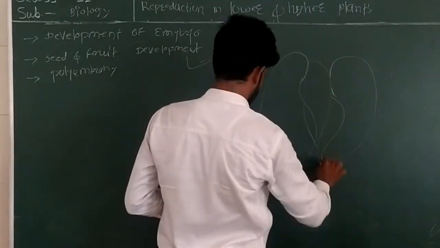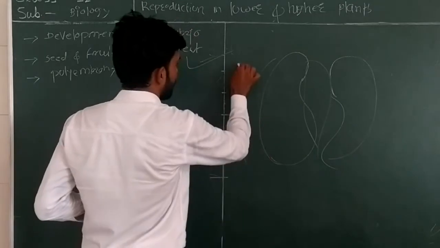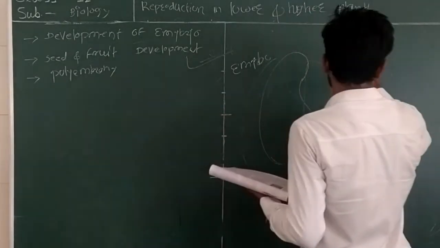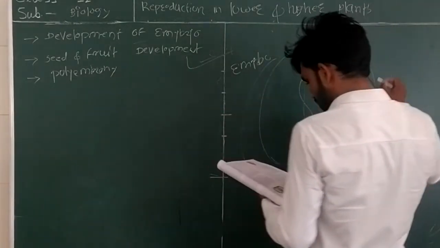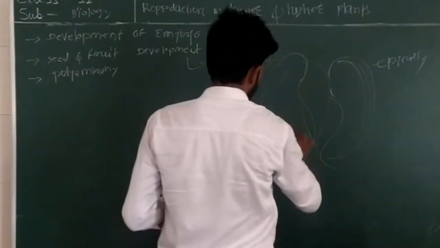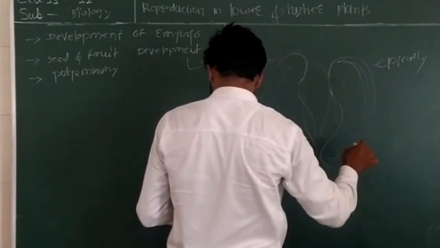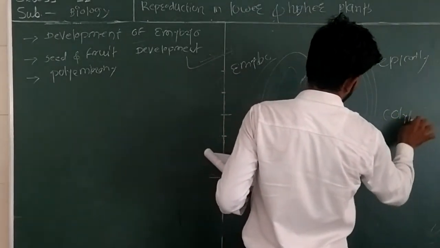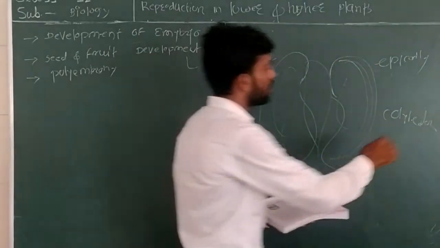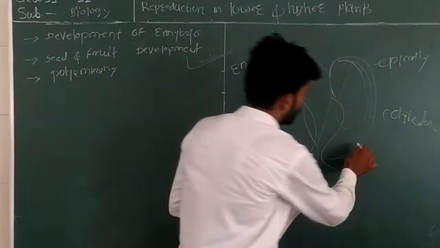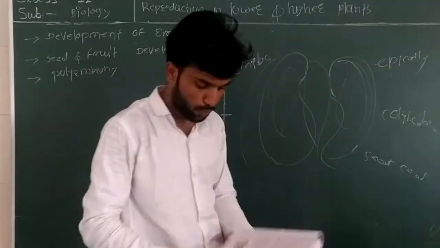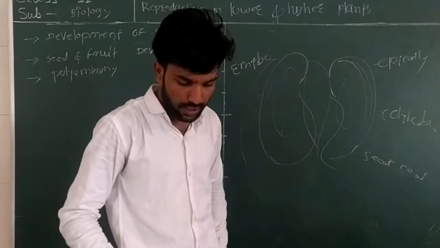Here is the combined structure. All of this is your embryo, and there are layers, including the epicotyl. The main part is the cotyledon, which is the reservoir, the source of food taken from the endosperm for the embryo. Then this is your seed coat. You can say it's the outer layer which protects the inside of the seed. Okay.